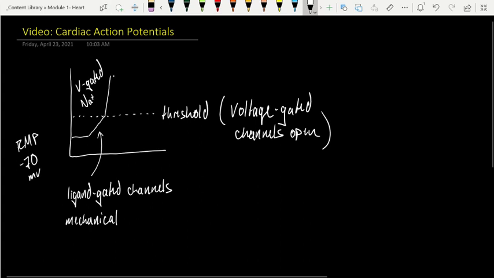Now, what happens? Well, we want to go back down. So this is the repolarization event, and oftentimes we would hyperpolarize and then come back to resting membrane potential. This, if you recall, is all driven by potassium. So this is when the voltage-gated potassium channels become fully open. As potassium leaves, the cell gets more negative.